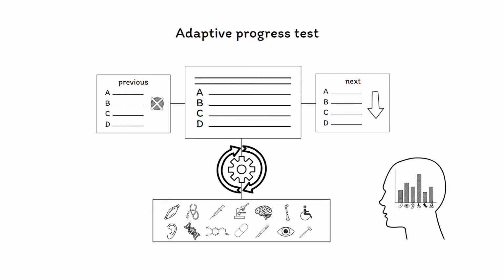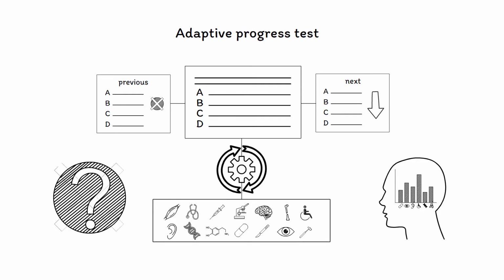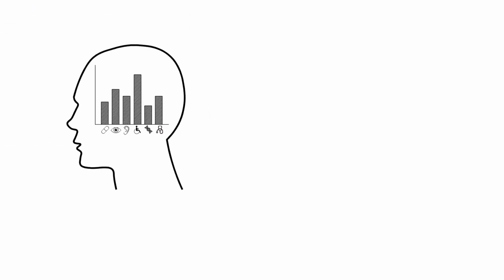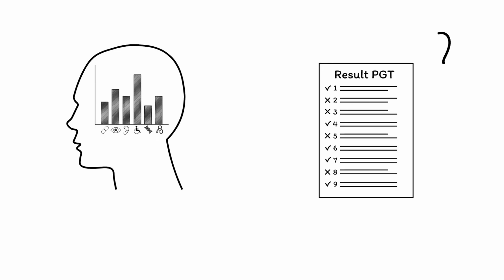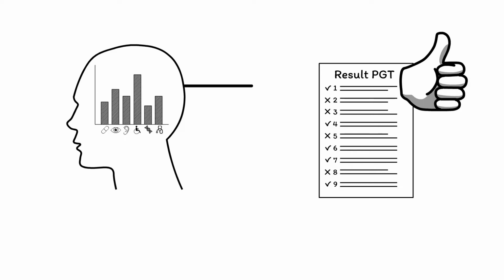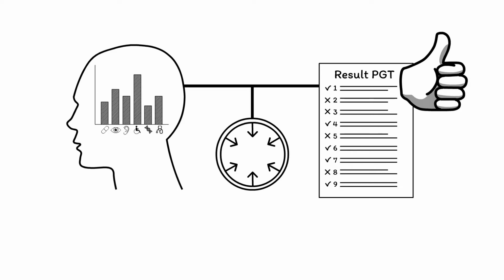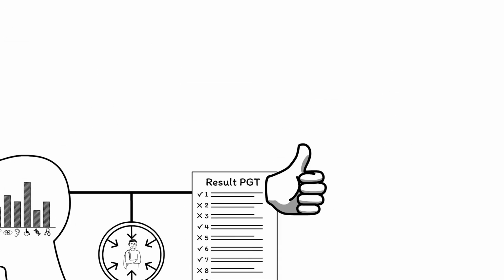As a consequence of this, the question mark option will not be available anymore. In an adaptive test, you must answer each question as accurately as possible. Each student, therefore, receives a personal progress test that adapts to their own level of knowledge during the test.